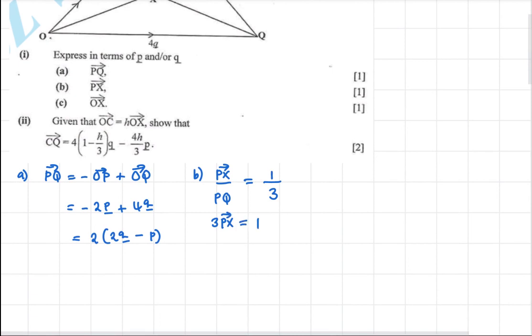Make PX the subject of the formula by again multiplying both sides by the multiplicative inverse of 3, which means we are dividing both sides by 3. This side will only remain with PX, then this side it will be PQ over 3. PX is equal to, where there is PQ, I will just replace it with the vector that we found, which is 4 vector Q minus 2 vector P, over 3.